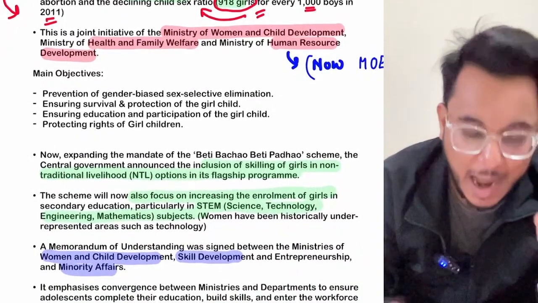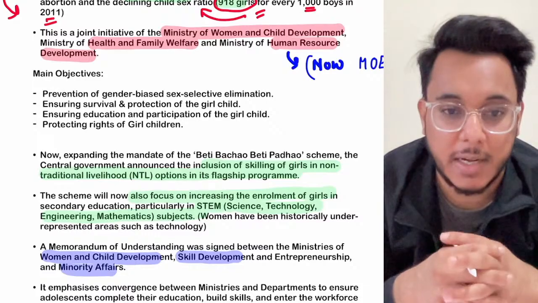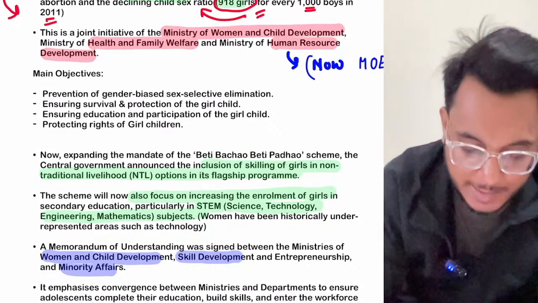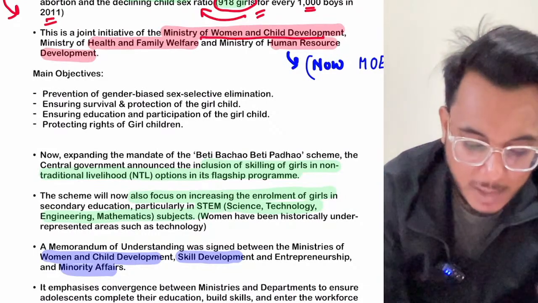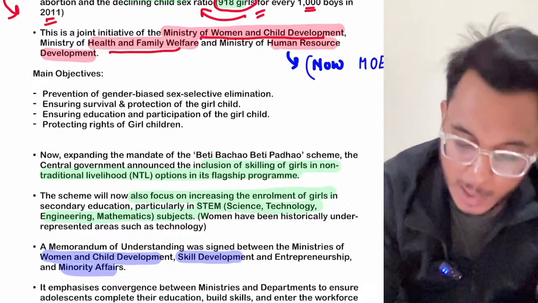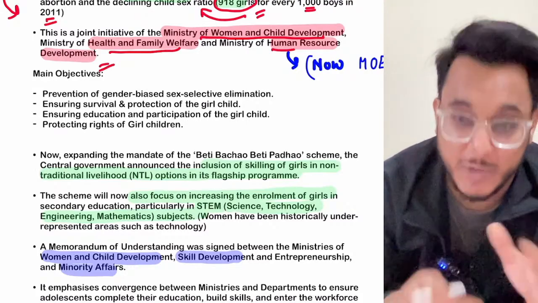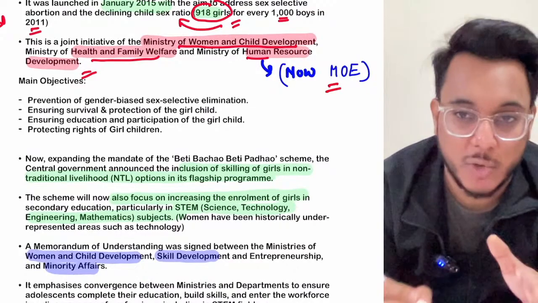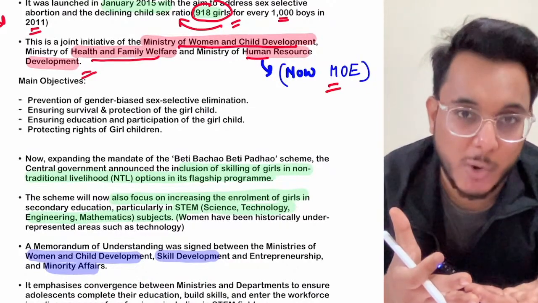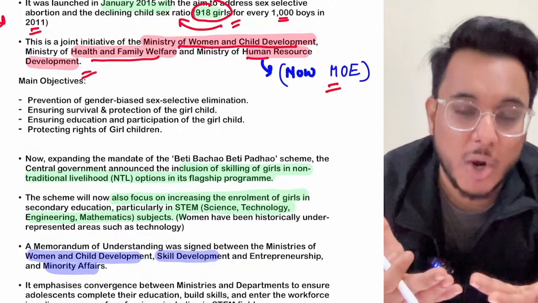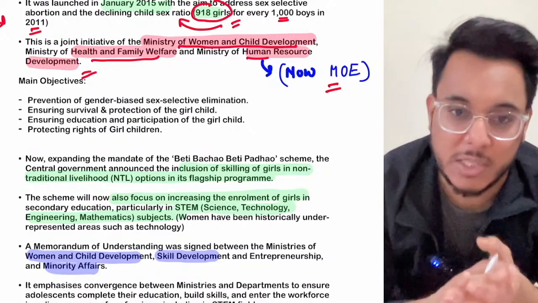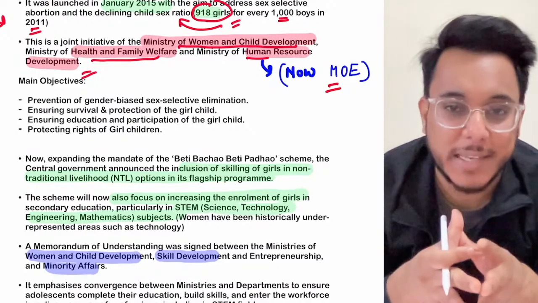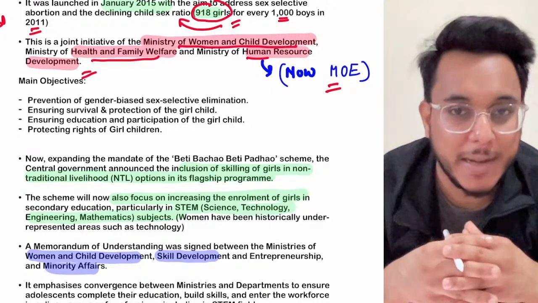Now therefore a kind of joint initiative got started between multiple ministries, that is the Ministry of Women and Child Development, Ministry of Health and Family Welfare, Ministry of Human Resources, which is now renamed as Ministry of Education. So the New Education Policy 2020 suggested the renaming of the HRD ministry, and now it is called Ministry of Education. So these three ministries came together and they started the Beti Bachao Beti Padhao.